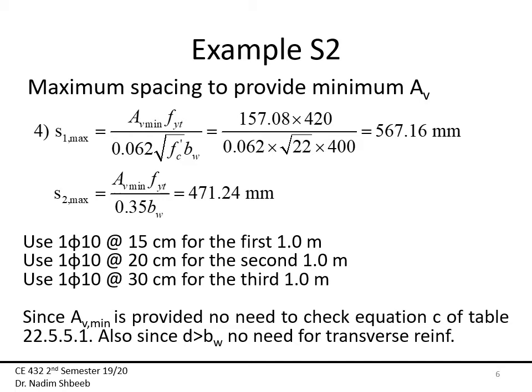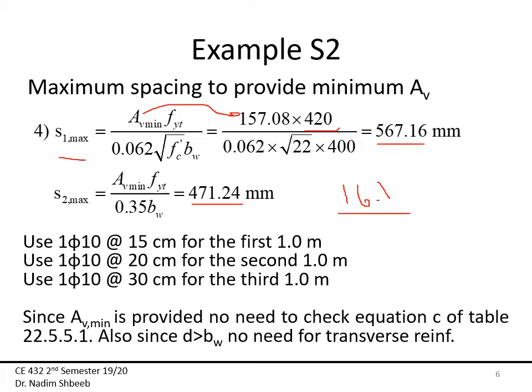And the other spacing that I need to check is the one that comes from the minimum AV. Okay, this is my minimum AV that I need to provide. So S1 max is AV minimum. Again, I'm choosing phi 10 as my stirrup, so this is still my 157.08. I'm using 420 as my yield for the steel, divided by square root of 22 times B. So this is my area 567, and the other S2 max is 471. So out of the 4 that I have, the minimum obviously is 16.1 something.